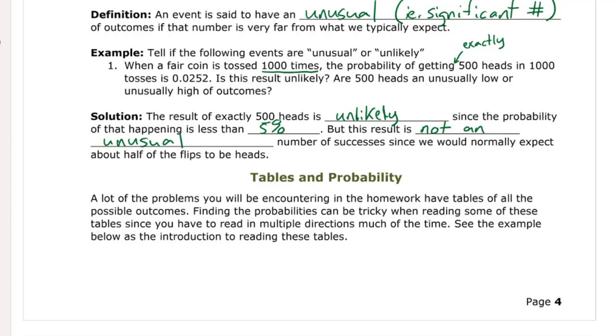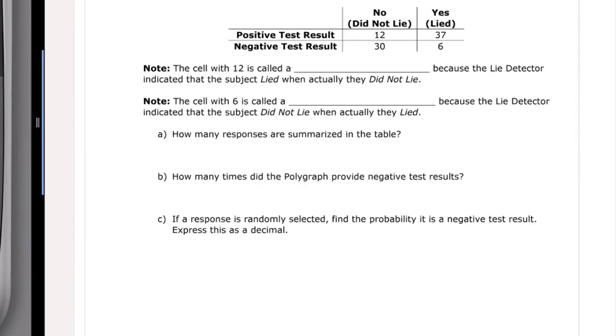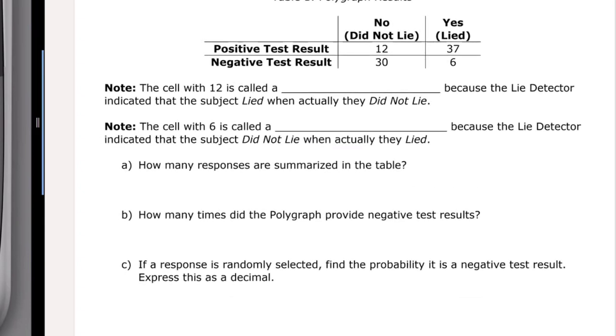Now the last thing I will look at is probability tables. And these are probably my favorite types of problems because you have to kind of be on your feet when you're looking at these tables. And one thing about these tables is you have to read them two different directions. So you can see that like this polygraph, this is basically a lie detector test. It has two ways you read it. So you go up and down when you read it like this.